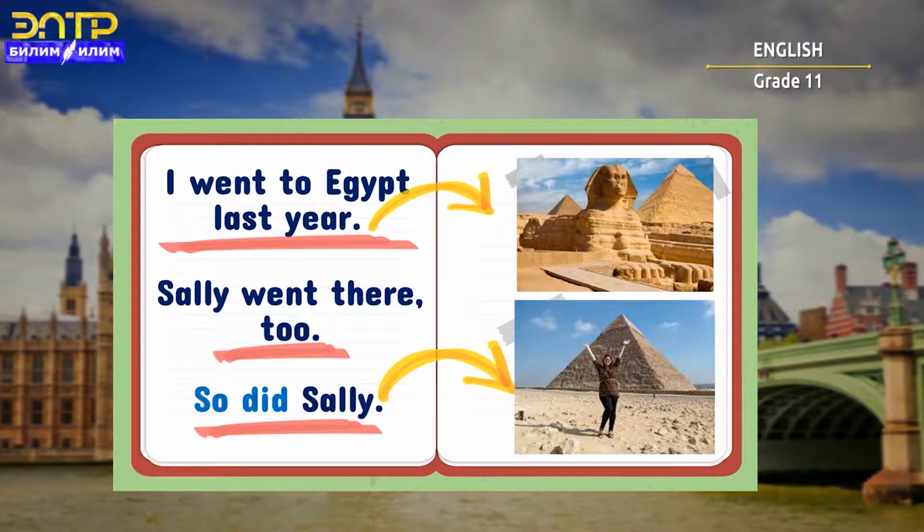But again, where did we get did from? Is it obvious? No, it's implied. Look at the verb went here. Went is in the past simple tense. It consists of did, the helping verb, and go, the main verb. We took it as the helping verb to agree with the first sentence. I went to Egypt last year, so did Sally.